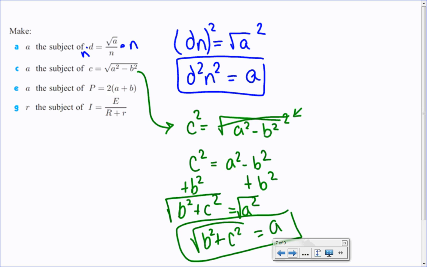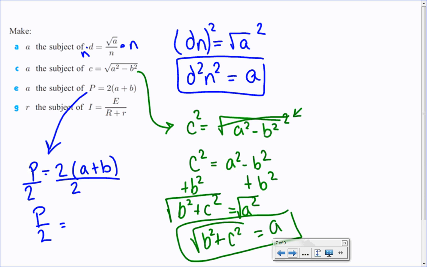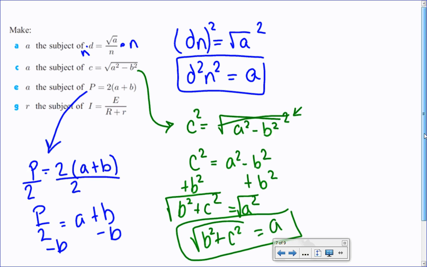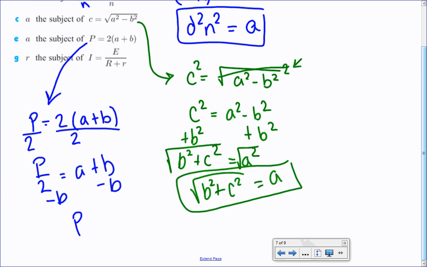Okay, next one, we want to get A alone here. So P equals 2 times A plus B. We can divide both sides by 2 right away because it's on the outside and we want to be able to access our A. So P over 2 is going to be equal to A plus B, and then we can just minus B to the other side. So P over 2 minus B is equal to A.